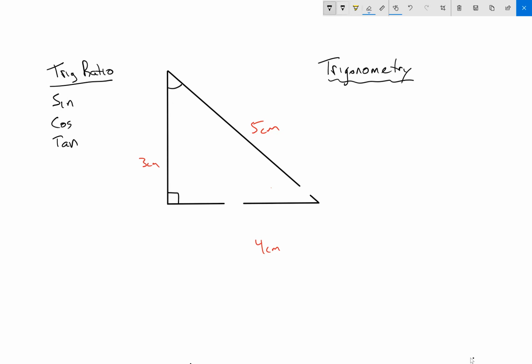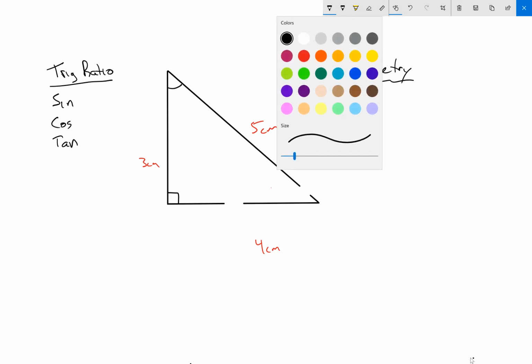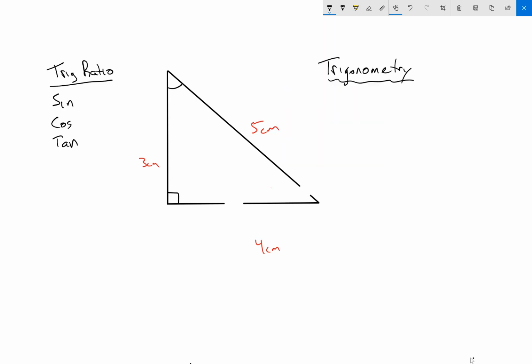Okay, it can still be a 3, 4, 5 triangle. Does it bug you as much as it bugs me that these lines are not connected anymore? It really bugs me, but that's not going to look great, but that's okay.